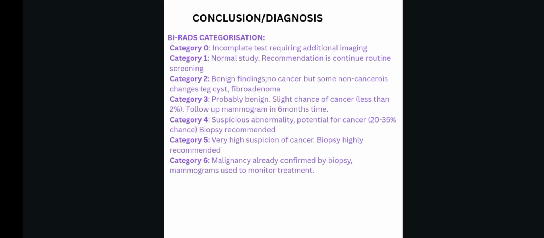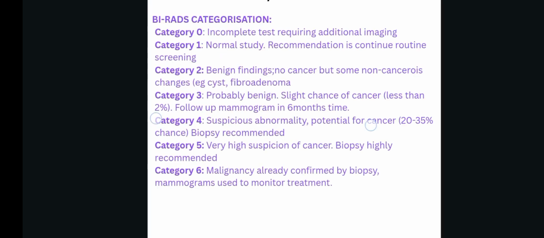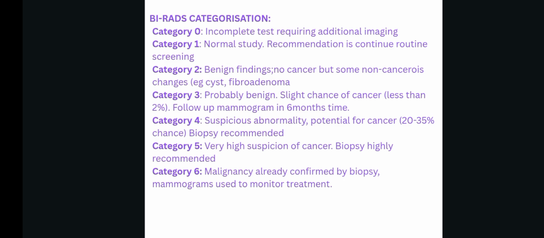Now we look at the conclusion or diagnosis. In breast imaging, we use the BIRAD categorization to make the final diagnosis. BIRAD means Breast Imaging Reporting and Data System. So when you get your mammogram result, you may see this BIRAD categorization, say BIRAD category 0, BIRAD category 1. So you have to know what they mean.